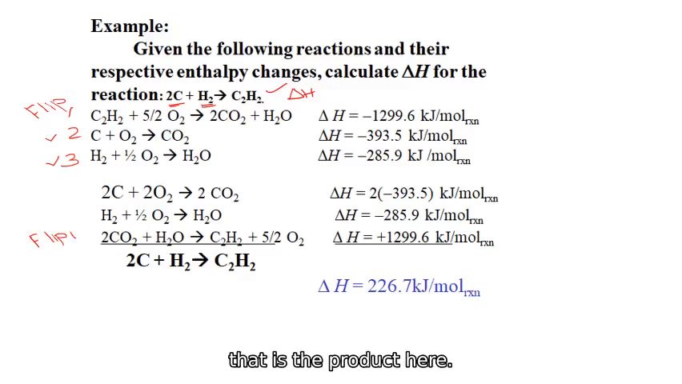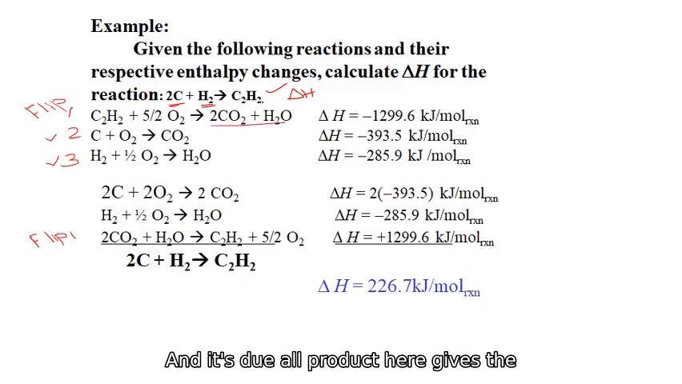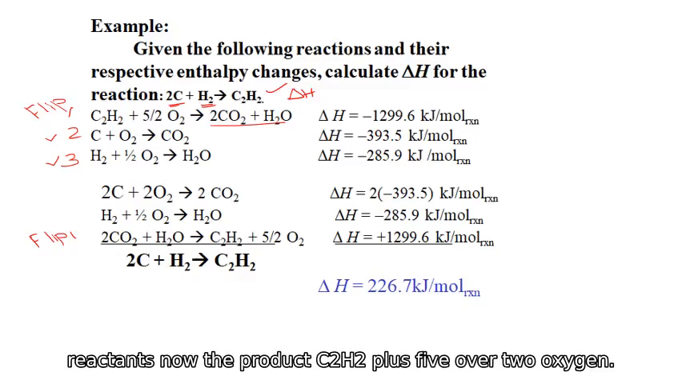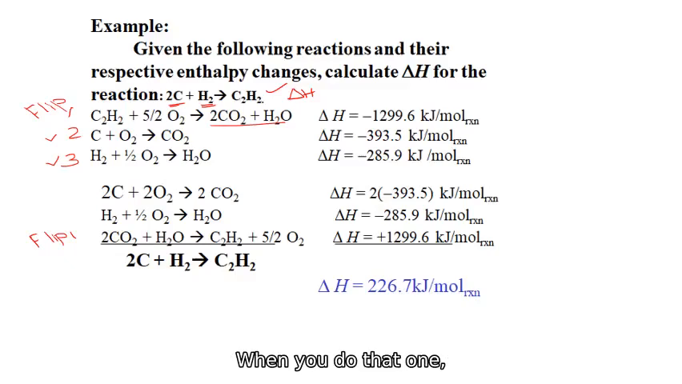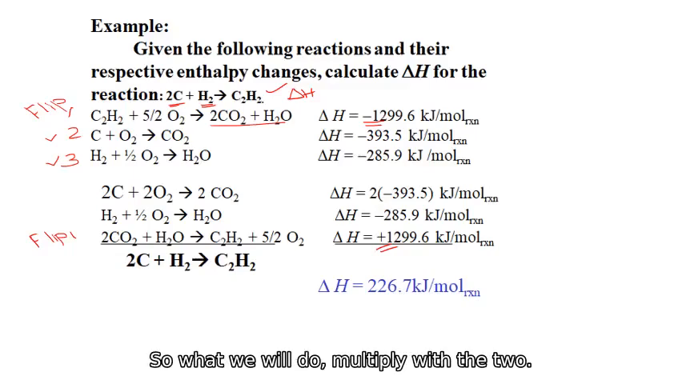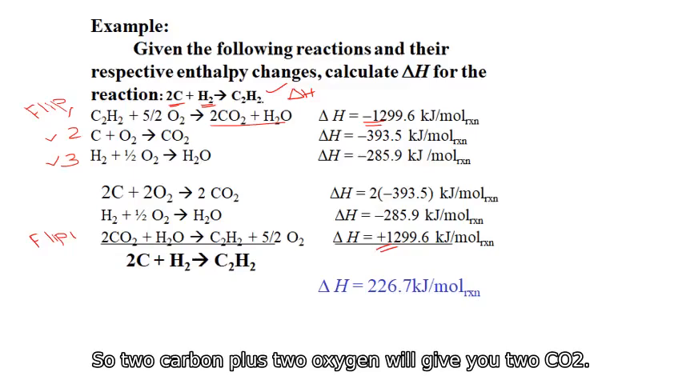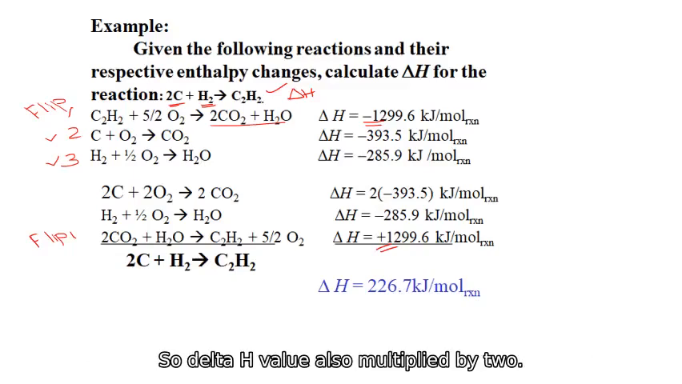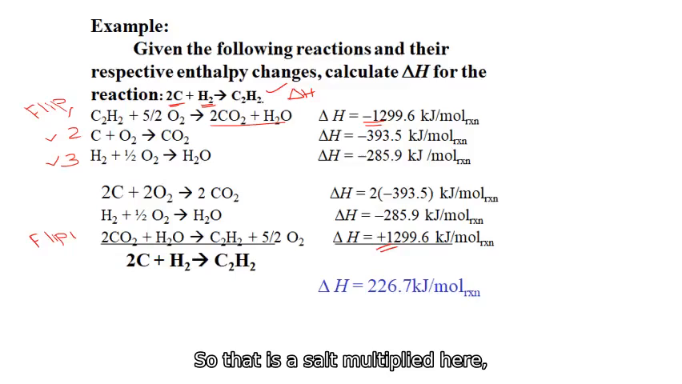Okay, so 2CO2 and H2O, which were products, are now the reactants, and the product is C2H2 plus 5/2 oxygen. When you do that, see the delta H sign changes from negative to positive. The values are not changing, only the sign is changing. And now we see we need 2 carbon, so we multiply by 2. So 2 carbon plus 2 oxygen will give you 2 CO2. The delta H value is also multiplied by 2, so 2 times negative 393.5.